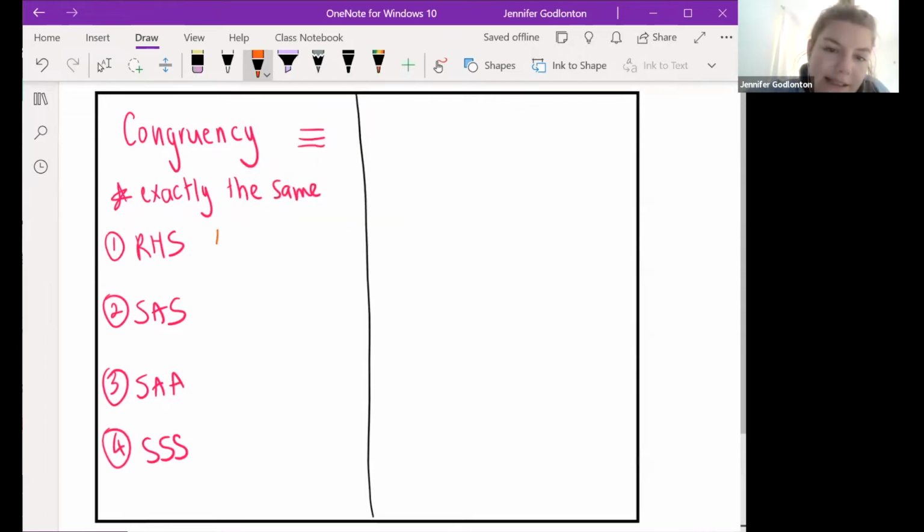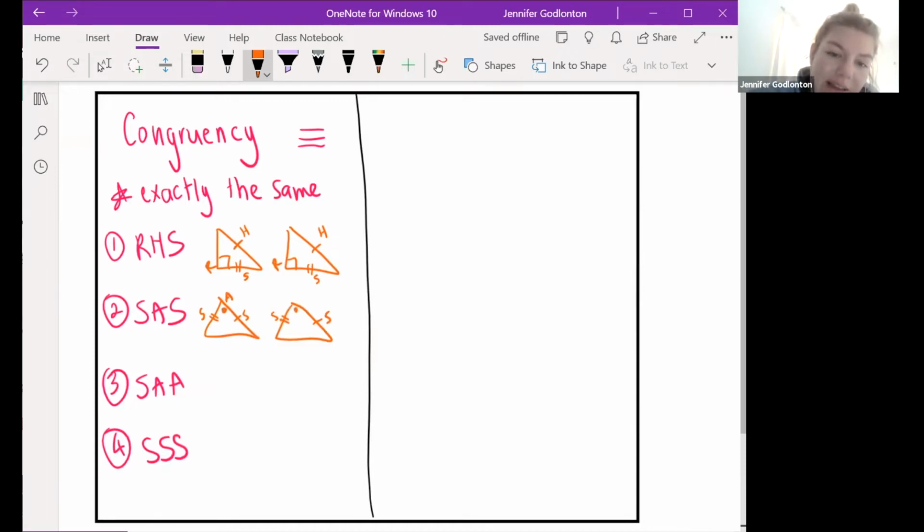RHS just means that if we have two triangles, they both have a right angle. So that's my R. They both have the hypotenuse that has been given to you and another side. RHS. Then we have SAS. So we have two triangles. They've given you one side that's the same, another side that's the same, and an angle. And that angle is in between our two sides.